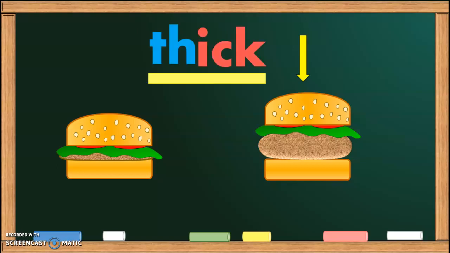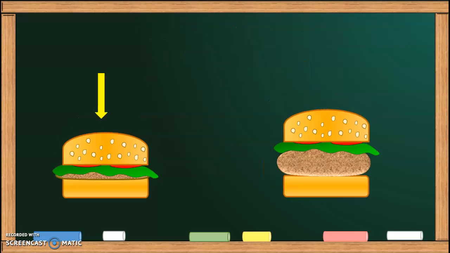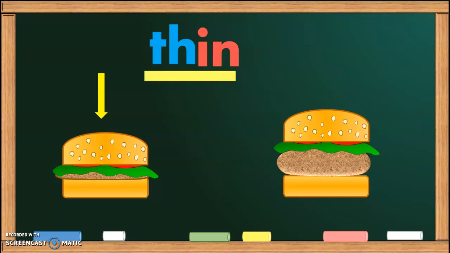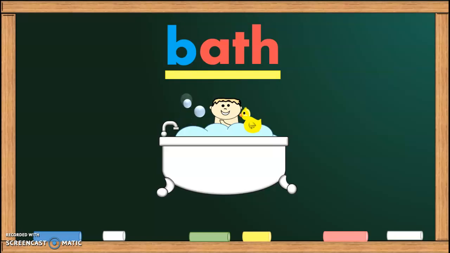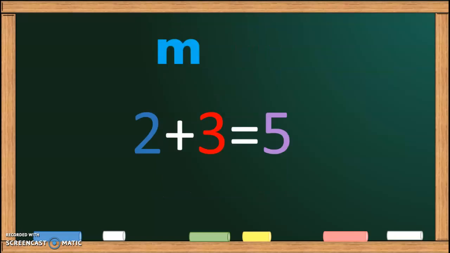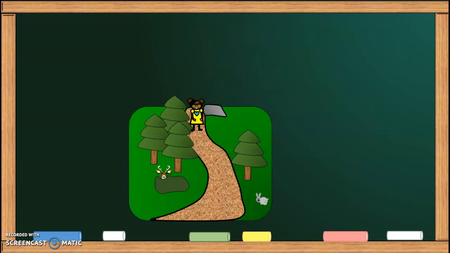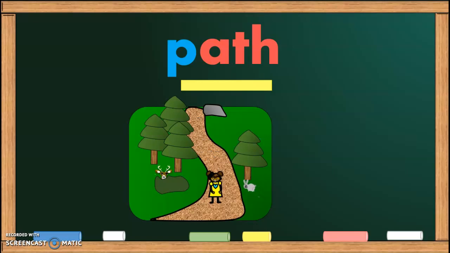Th. Ick, thick. That is a thick burger. Th. In, thin. That is a thin burger. B. Ath, bath. M. Ath, math. P. Ath, path.